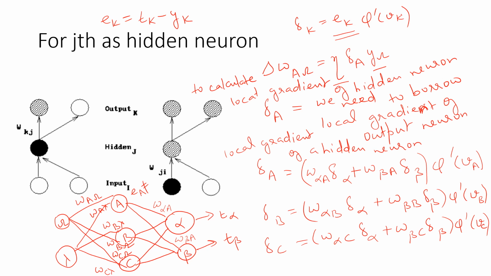Okay, so I got the local gradients for all three hidden neurons, and once we have the local gradient, I can simply calculate the weight change. The weight change is nothing but the learning rate into the local gradient into the output of the neuron at the previous layer, or the input to this particular neuron. So this completes my back propagation. Now I summarize the whole.